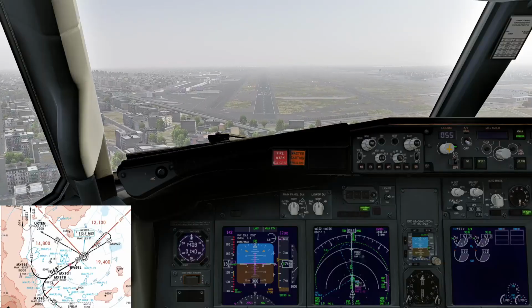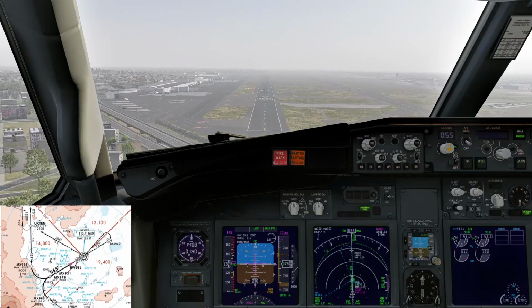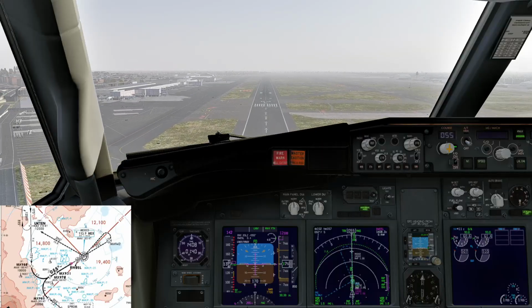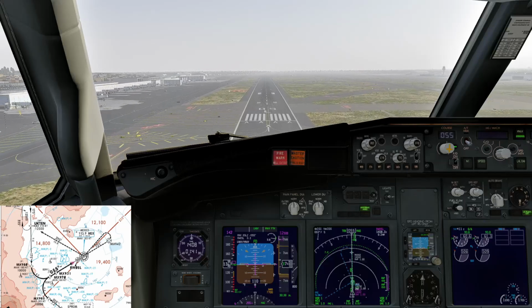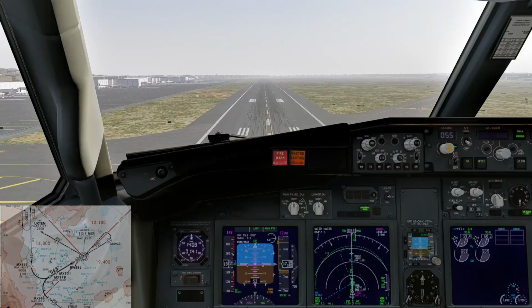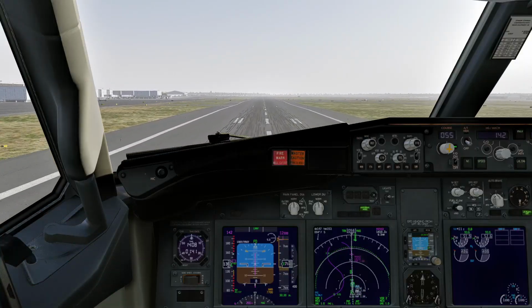Continuing 300. 200. It's 137 as well that we need to aim for. Not 142 as was set there. 100. Purely visual. 50, now. 40, 30, 20, 10.